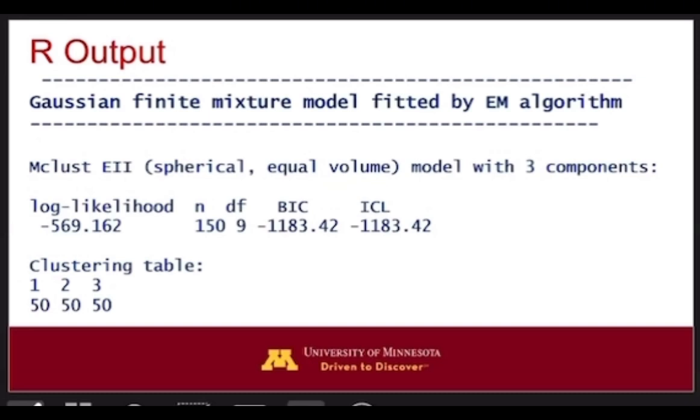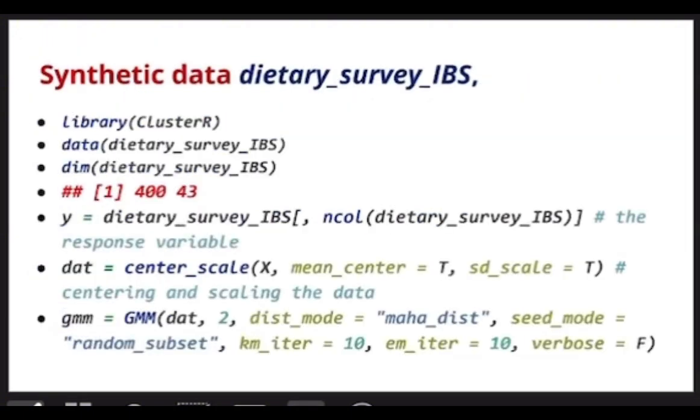Yeah. Okay, now another example. I want to go into a real life example now. I've been using a simulated data set. Now, the dietary survey for IBS. If you want to have access to this data set, you need to load a package called clusterR. And if you write data dietary, of course you're going to have access to your data. When I look at the dimension of the data set, it's 400 by 43. That's a lot: 400 observations, 43 features. Does that make sense?